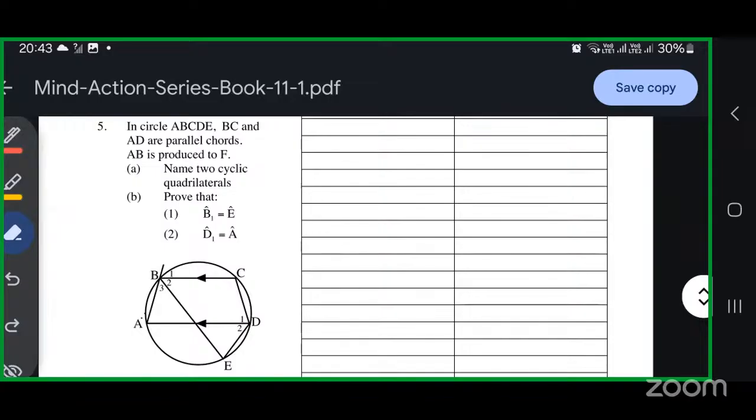The next question requires us to prove that B1 is equal to E. So what is B1? B1 and E must be equal. Since BC is parallel to AD, we can say that this angle is equal to that angle, corresponding angles. BC is parallel to AD. Do you guys agree to that?